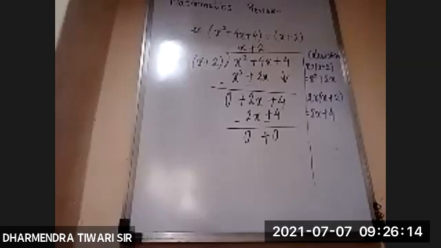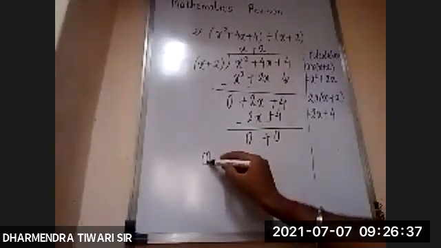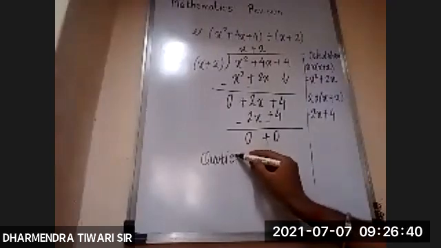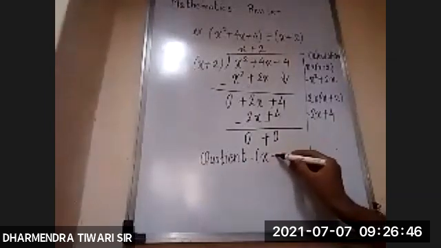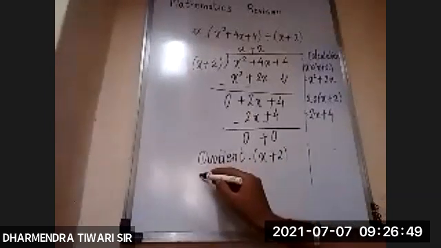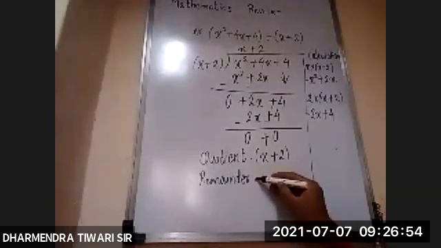Whenever you get remainder as 0, that implies that your divisor exactly divides the given polynomial. So the quotient here is x plus 2 and the remainder is 0.